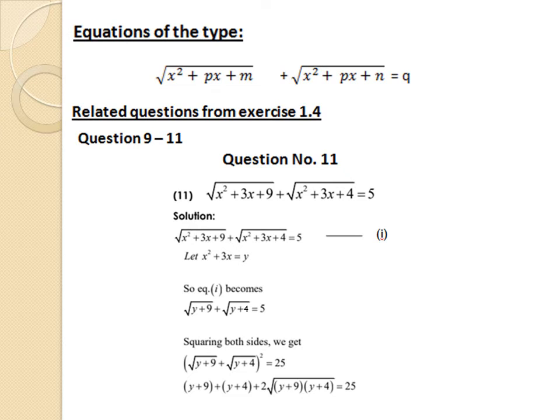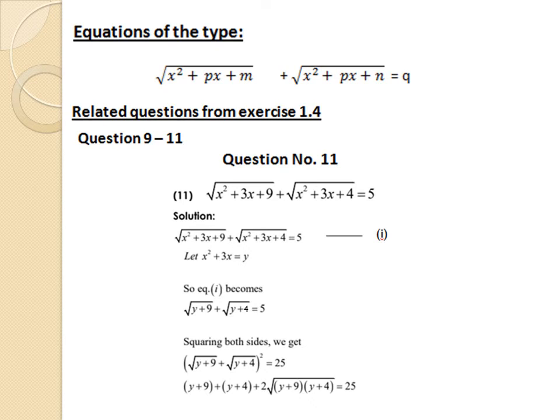Students, to change type 3 radical equations to an equation which is radical free, we make a substitution and then we take the square on both sides twice. So let me explain all this through this question. In this question, students, we will make the substitution x² + 3x = y. Here x² + 3x are the terms which are identical in both quadratic expressions.